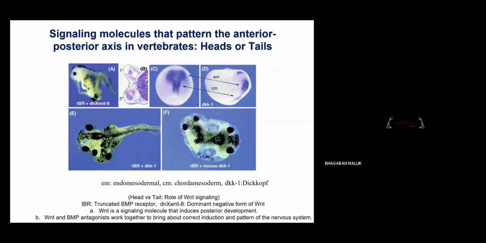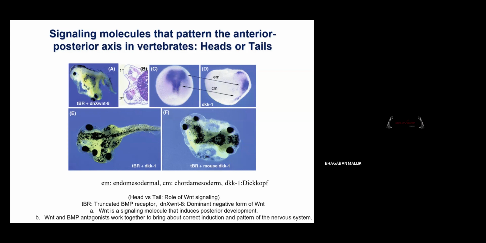So that's why you have development of two heads in this version. This is the frog version of DKK1, and this is also done with the mouse version of DKK1. In this case also you see that you have development of two heads in the anterior portion, which suggests that the posterior signaling molecules, the Wnt signaling or the BMP signaling, define the polarity, the head and tail portion of the animals.